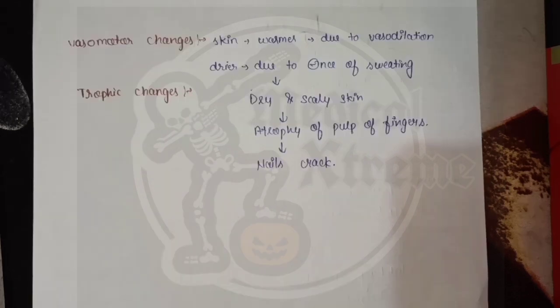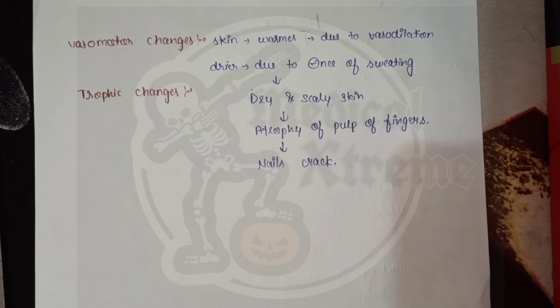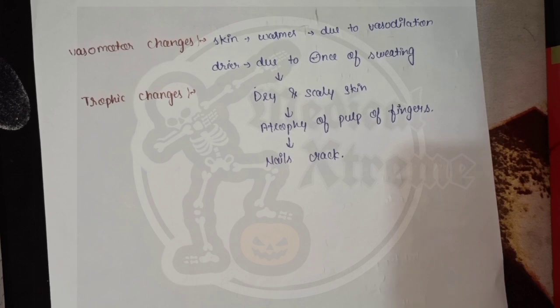There are also some vasomotor and trophic changes, in which there is vasodilation of the arteries of this area, due to which the skin will be warmer. We talked about decreased sweating in Horner syndrome. Due to this, the skin will be dry and scaly, which leads to atrophy of the pulp of the fingers, which results in cracking of nails. So this is about Klumpke's paralysis.